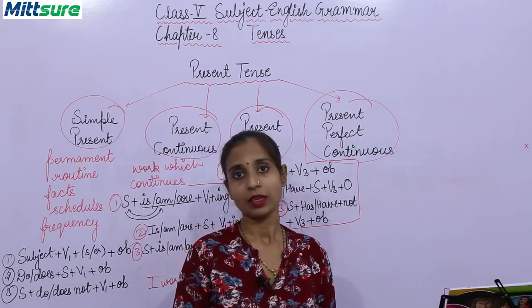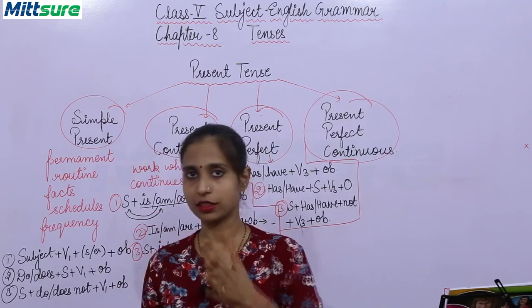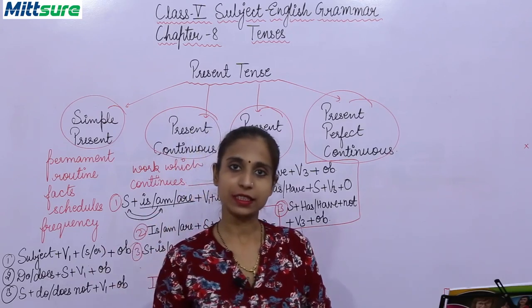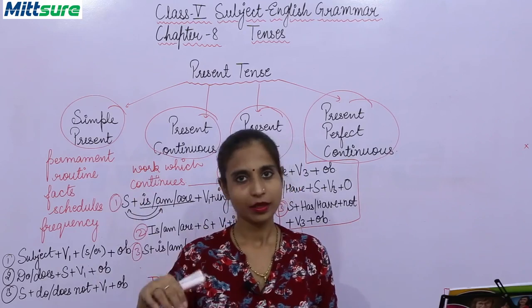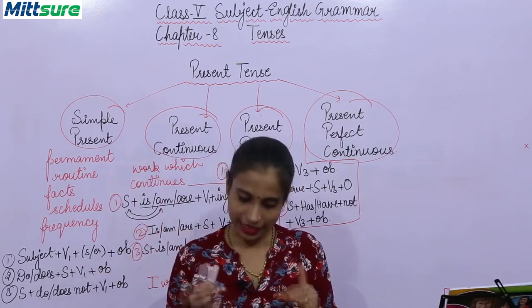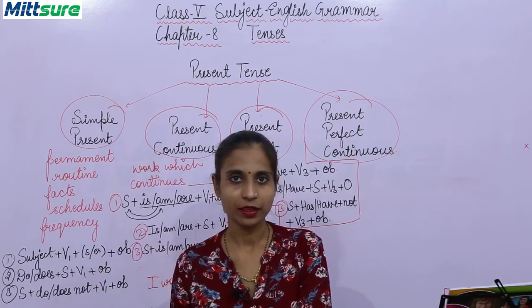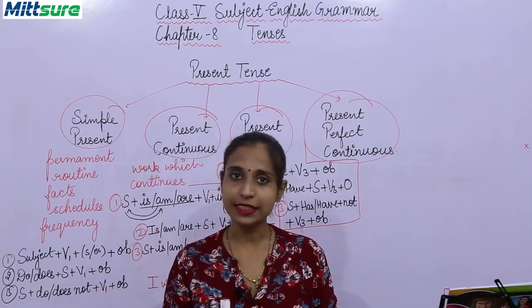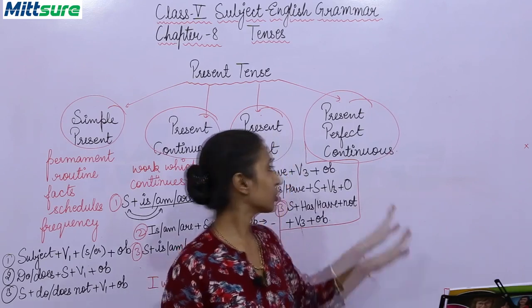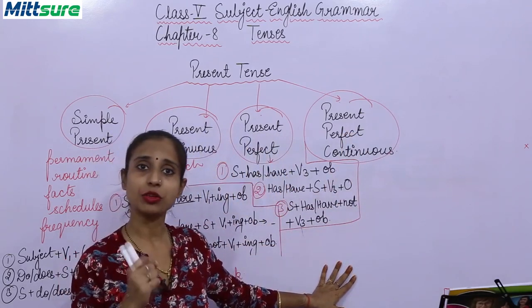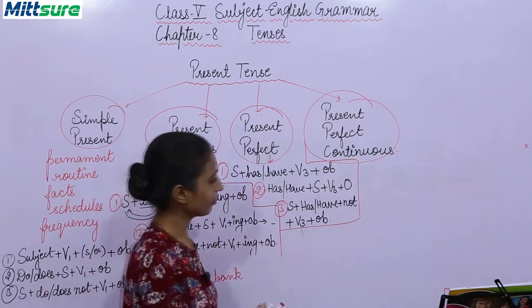For example, I have been teaching English since 15 years. So, since 15 years, I am doing this task. The time when it started, we know 15 years ago, the job started. It is still continuing. And how can we say that partially it is incomplete? As we are still doing the task. Got my point? So, in present perfect continuous, we include work which is partially complete and partially incomplete.